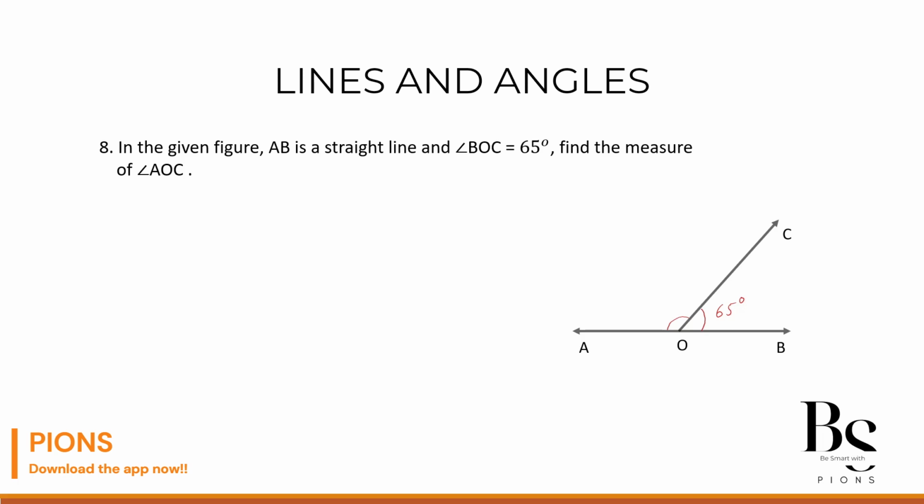So 65 degree, and this is angle AOC. So let me write here angle BOC plus angle AOC. The sum must be equal to 180 degree. And what is the property? The property here is linear pair. Now, what is angle BOC? 65 degree. So let me write here 65 degree plus angle AOC is equal to 180 degree. And if I take here 65 degree on the right hand side, AOC will be 180 minus 65. So 10 minus 5 is 5, 7 minus 6 is 1, and 115 degree.